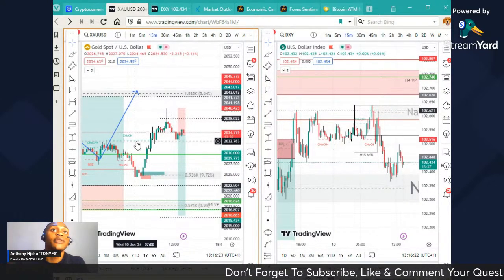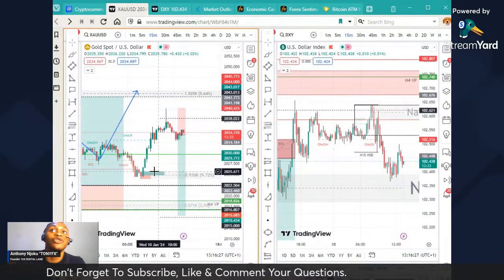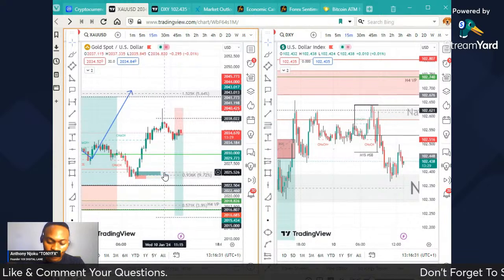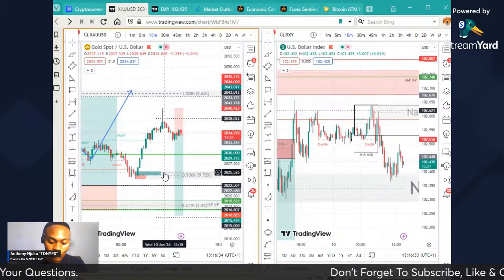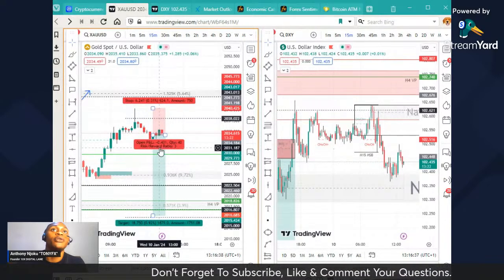But if it's for the sell position, we see a change of character, and this is the opposing order block. So we're selling just to come back to this order block, this current one. Okay, so that's the trade for gold. Then we wait for the buy setup.